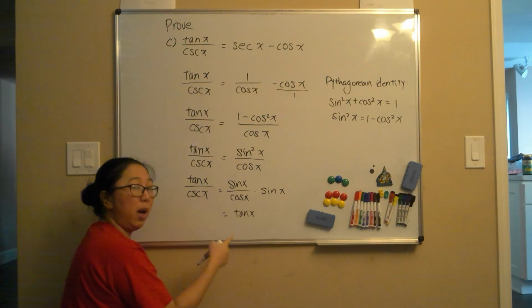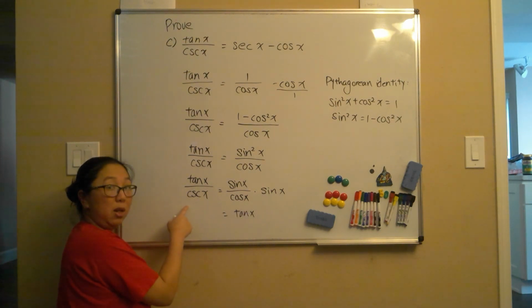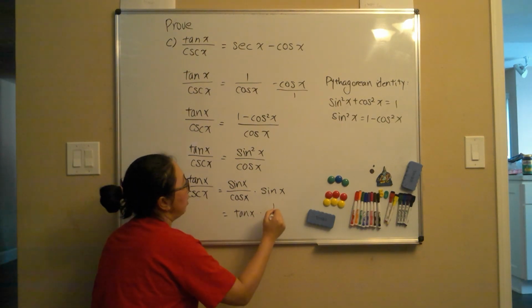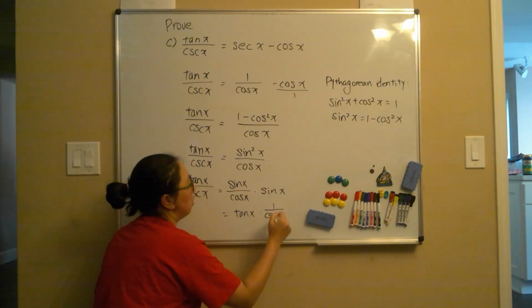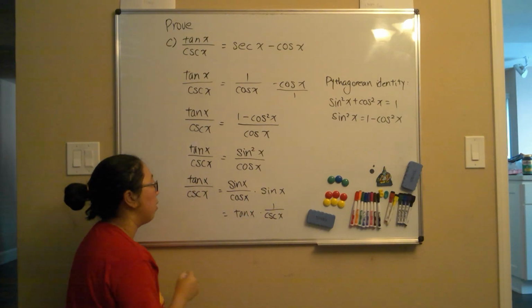Now, if I were to write sine x as a fraction, because I do need a denominator here, I can rewrite this as 1 over cosecant x, because they're reciprocal functions of each other.